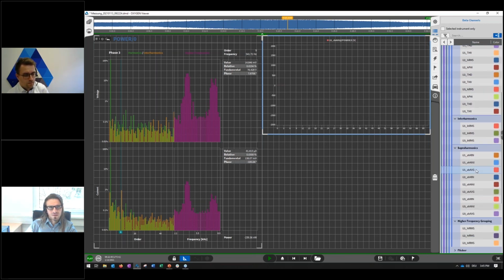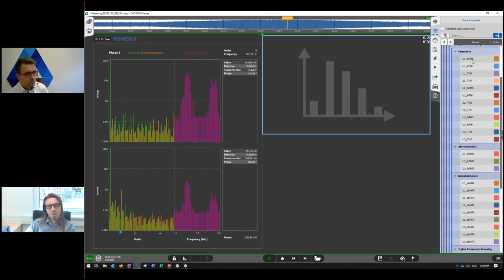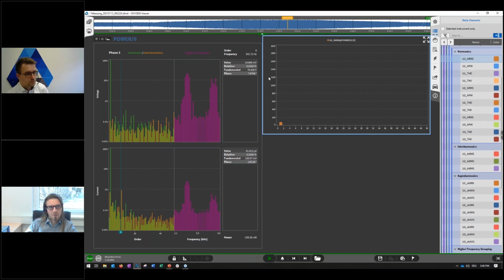Just select the channel here, and then you have to change the y-axis scaling, and then you can also visualize your superharmonics with an absolute amplitude with this array chart, and for sure any other harmonic signal like the harmonics of the first voltage phase here. Yeah, those are, in my opinion, the two most convenient ways to visualize the harmonics in Oxygen.